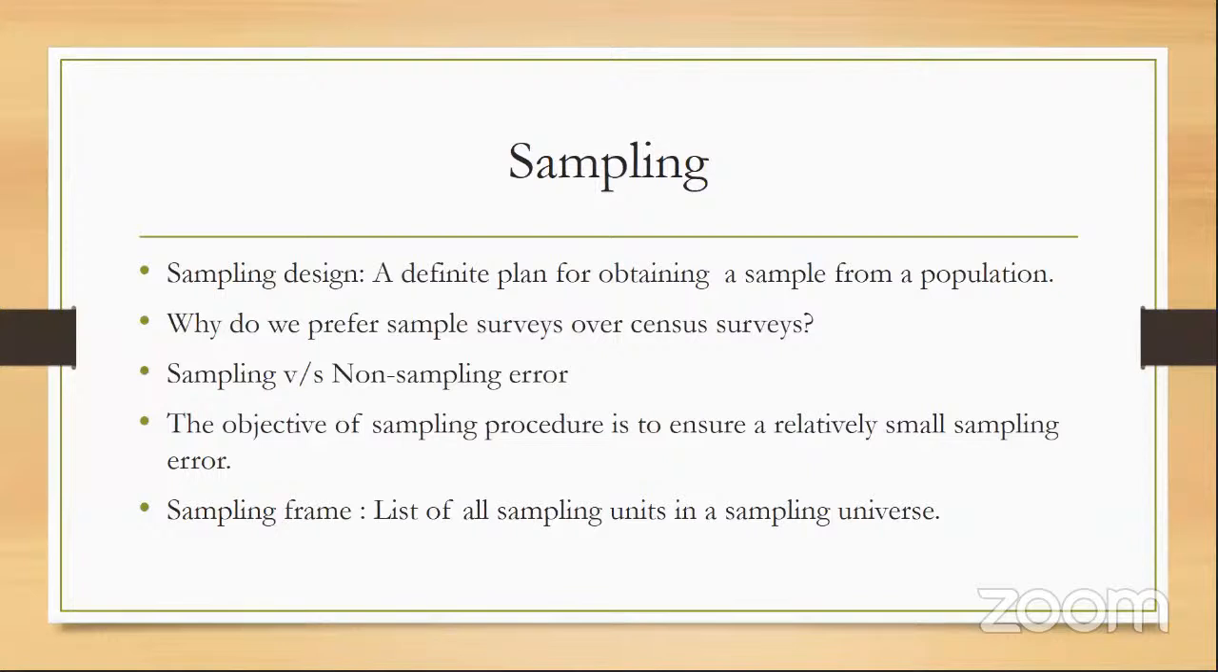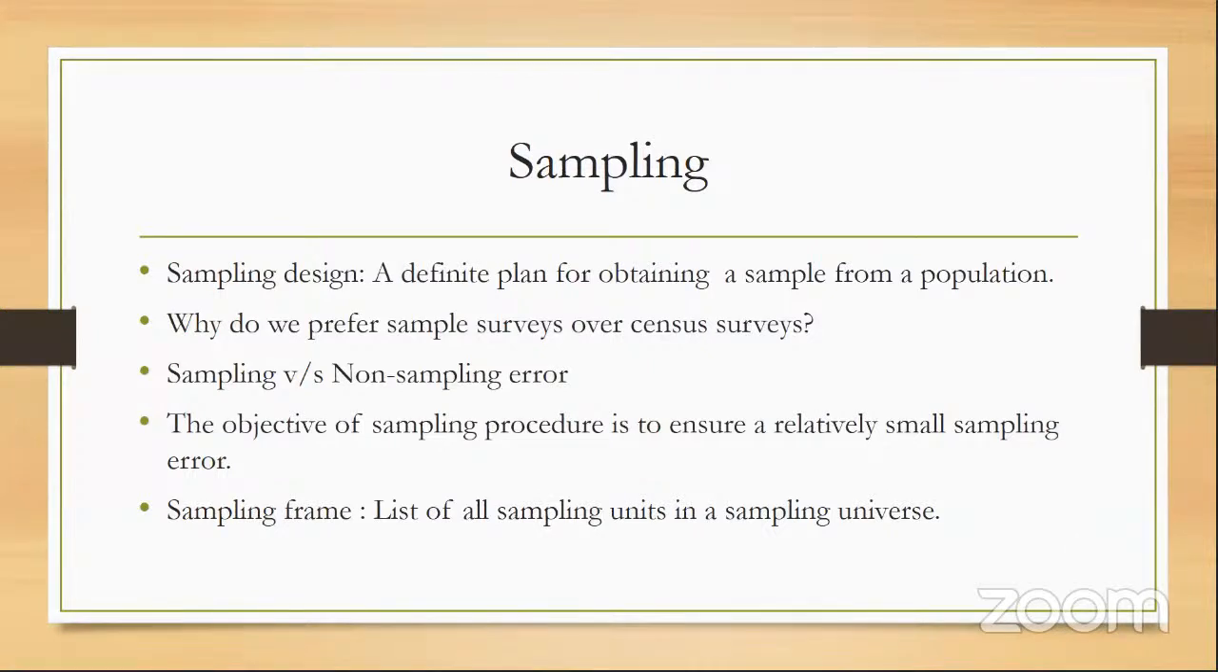Sampling error is when we take a sample and, based on that sample, infer about the population. This might lead to erroneous results, and this is basically known as sampling error. But the good thing about sampling error is that, based on the sampling design, we can have an accurate estimate of what the sampling error can be. But in the case of non-sampling errors, like a mistake while entering the data, there is no probability we can attach to it. So it is better to go for sampling, because you know the probability that you will make a mistake. The objective of a sampling procedure is to ensure a relatively small sampling error. That is the basic objective of a sampling procedure.